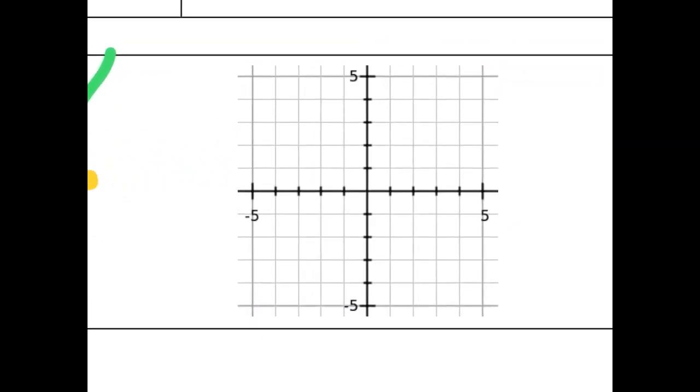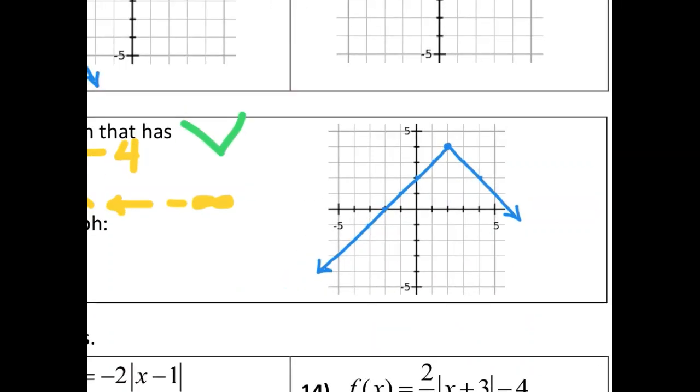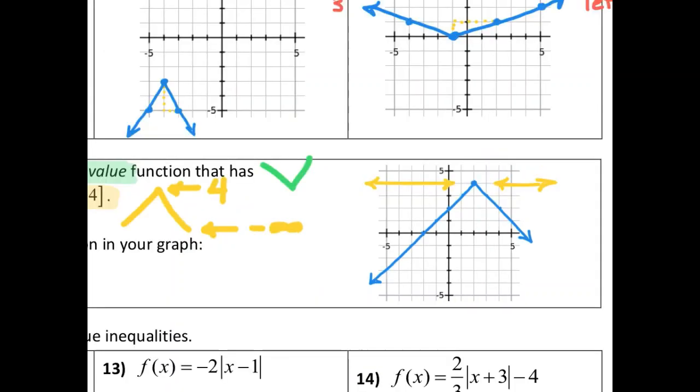So I'm going to randomly choose to put my vertex here, and then I'm going to give myself a slope of 1 just because it's fairly easy. Just remember that your right and your left sides should be symmetrical. And your graph can look like that. Remember that your vertex can literally be anywhere along this line here. And as long as it opens down, you've met the qualifications.